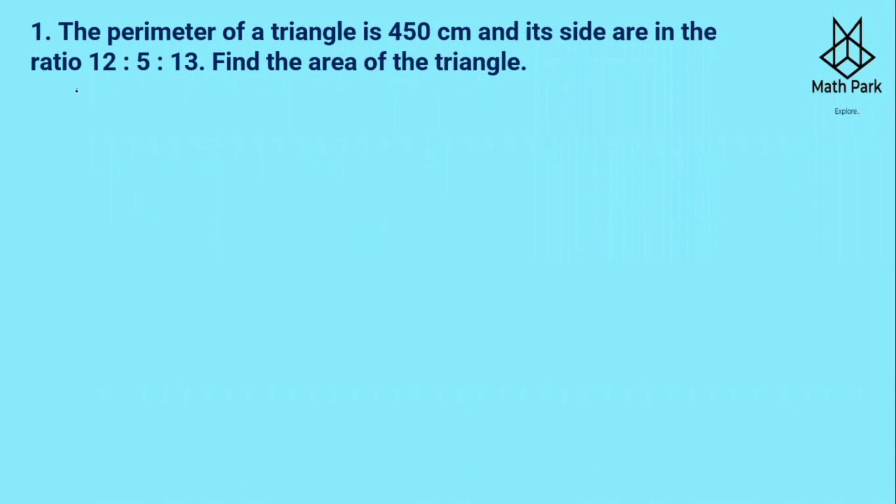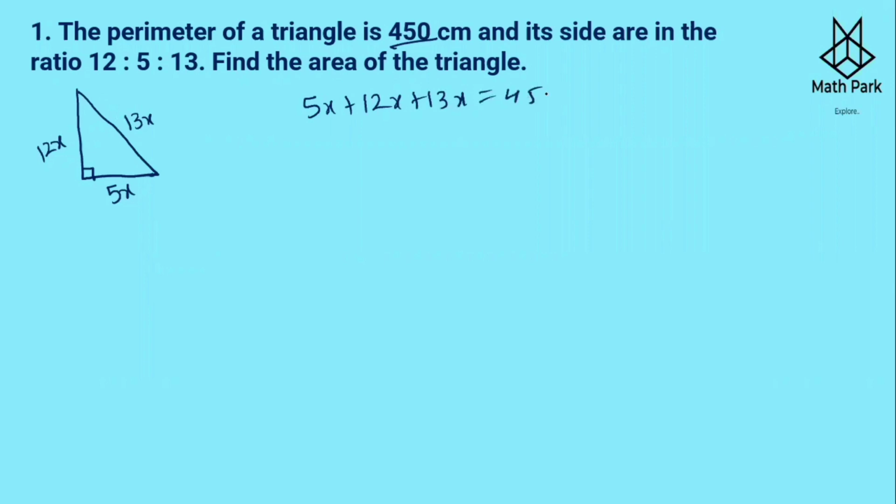So, let us take the sides of the triangle as 12x, 5x and 13x. So, this is going to be a right triangle. This is your 5x, this is your 12x and the largest is the hypotenuse, which is 13x. Now we are given the perimeter is 450. So the sum of all sides, 5x plus 12x plus 13x, is equal to 450. 5 plus 12 is 17, 17 plus 13 is 30x, is equal to 450. So x is equal to 450 divided by 30, which is 15. So we got the value of x as 15.